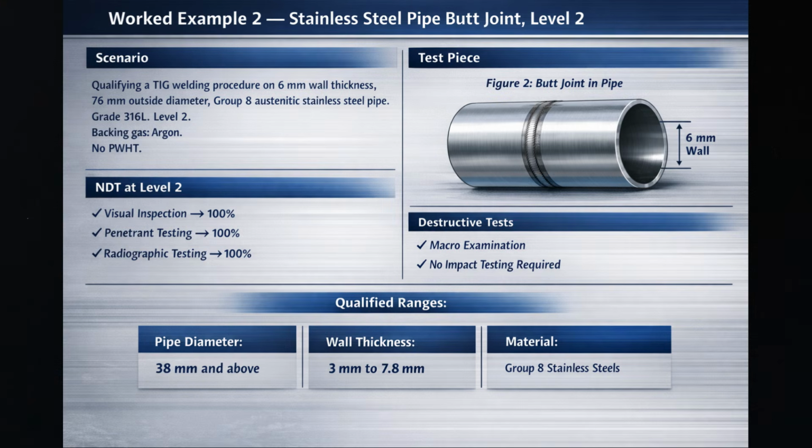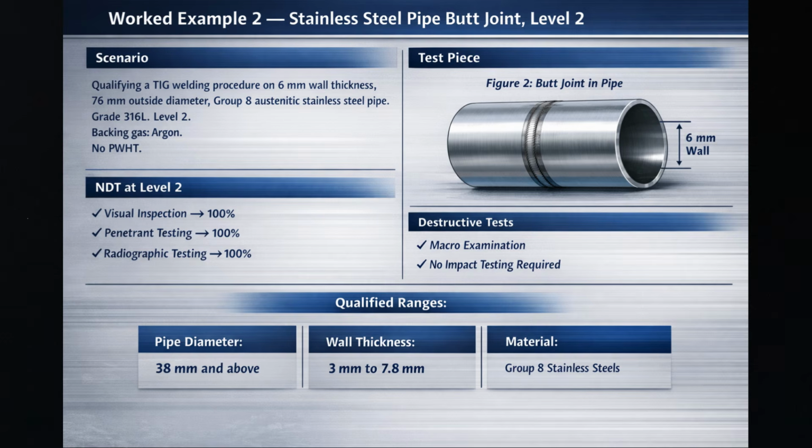Worked Example 2, Stainless Steel Pipe, TIG, Level 2. Scenario: qualifying a TIG welding procedure on 6 mm wall thickness, 76 mm outside diameter, Group 8 austenitic stainless steel pipe. Grade 316L. Level 2. Backing gas argon. No PWHT. Test piece. Butt joint in pipe, Figure 2. Full penetration. NDT at Level 2.